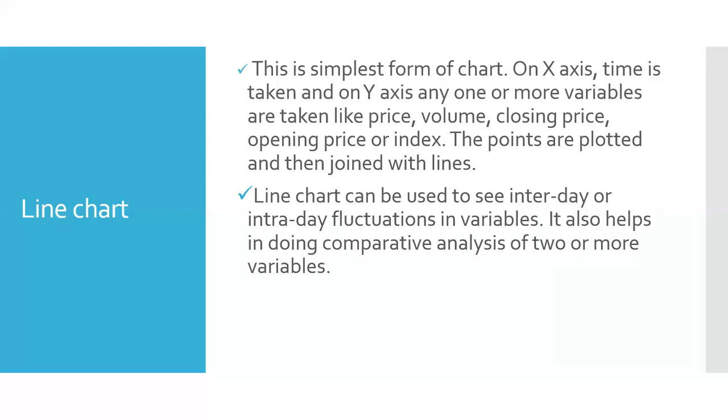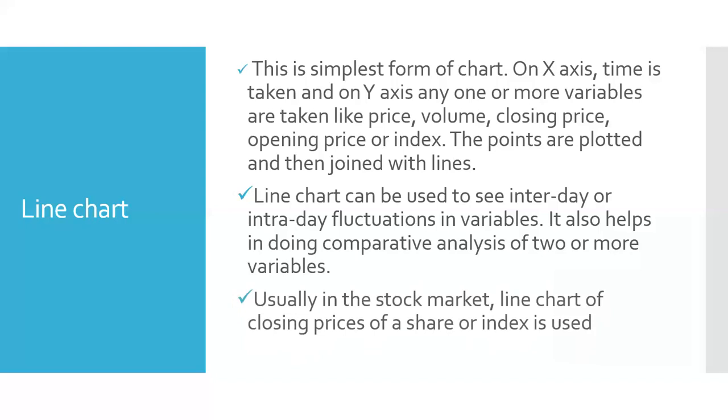Sometimes this is also used for comparative analysis of two or more variables. Like if you are making two line charts in the same graph, opening price and closing price, then two lines will be there and you can compare the trend in opening or closing price. In the same way, stock price charts for different companies in the same industry can be prepared, and their prices can be compared, right? So for comparative analysis also you can use the line chart. Usually in the stock market, the line chart of the closing price of a share or index is used.